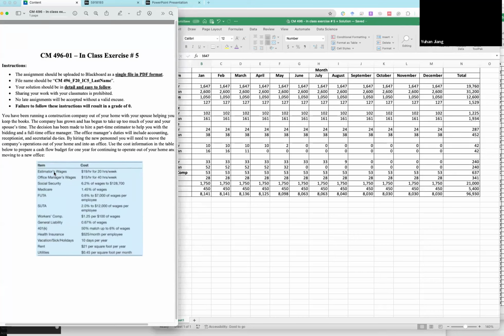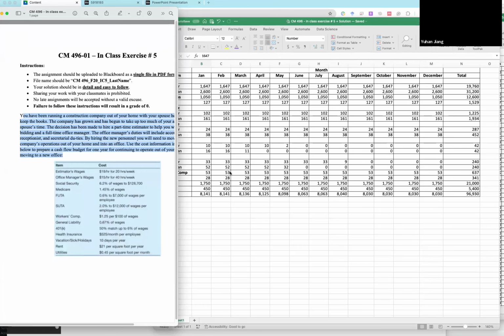Since we are in the United States, on the wage we pay Social Security tax, Medicare, and also FUTA, SUTA, workers' comprehensive, general liability, and you pay the 401k retirement, health insurance, and vacation holiday. Also you have rent and utilities for your office. Because you have more people, you will rent an office. So you need to know how much you will pay for a year when you move from your home to this office and run for 1 year.